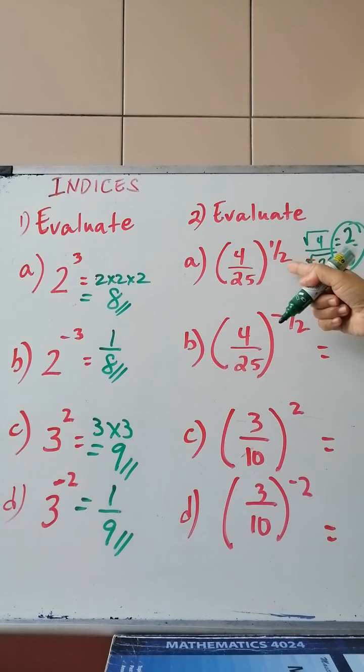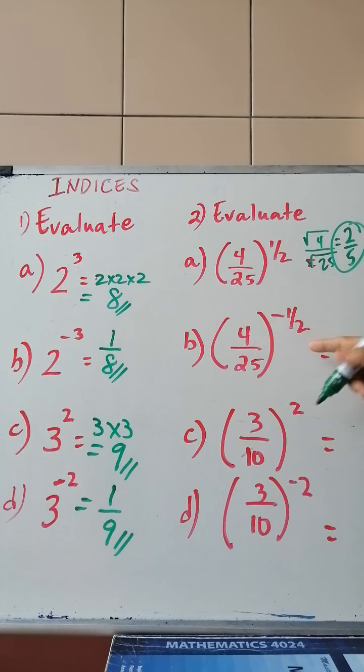For letter A, our index is positive 1 half. But for letter B, our index is negative 1 half. So again, we flip 2 over 5, so it will become 5 over 2. Now it is improper, so we need to change it to a mixed number. 5 divided by 2 is 2 and 1 over 2. 2 and a half.